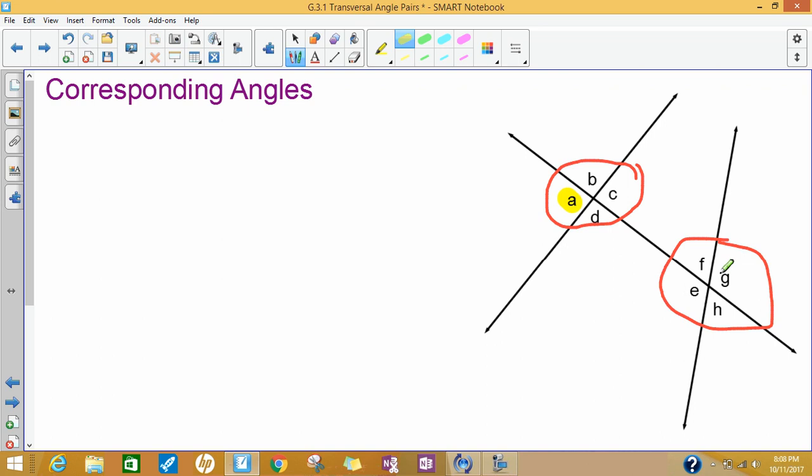So A and E correspond to each other. They're sort of on the left. B and F correspond. They're on top. C and G correspond. And D and H correspond. So they're all in the same position in one bank of four angles as they are in the other bank of four angles. And again, when I say bank of four angles, I'm talking about a group of four angles.